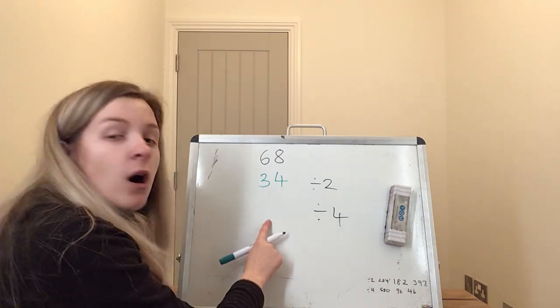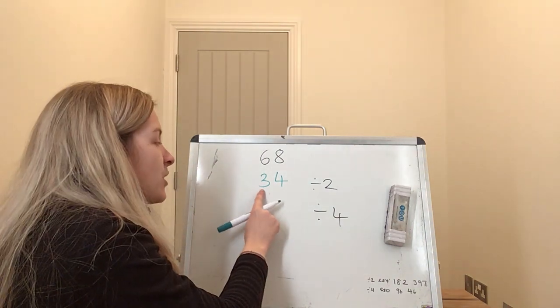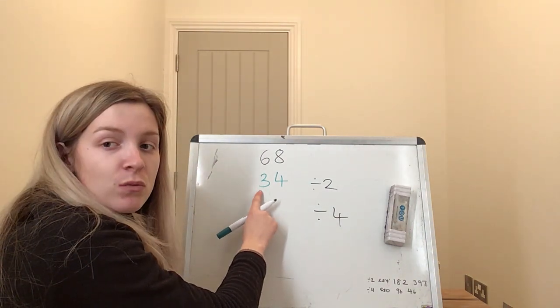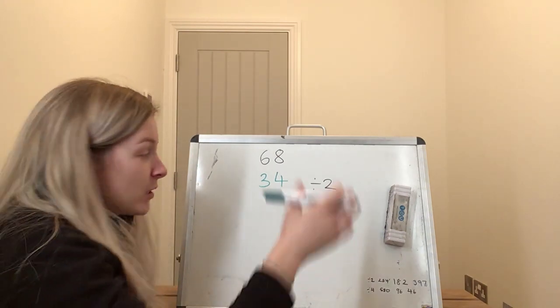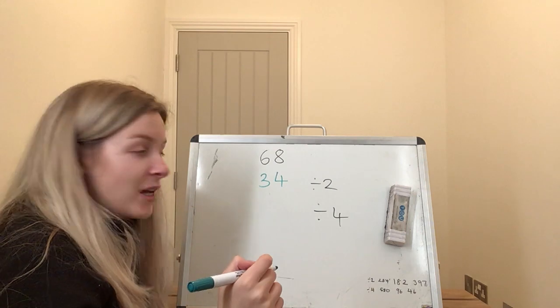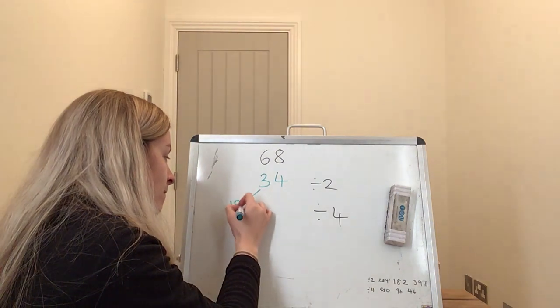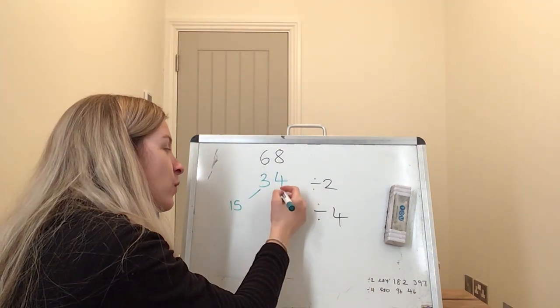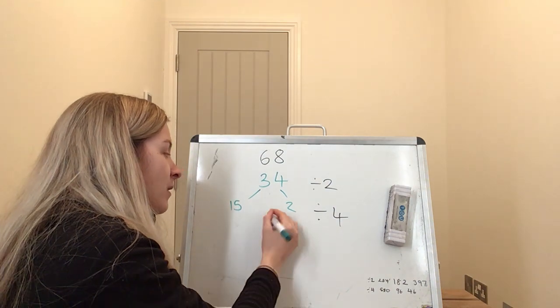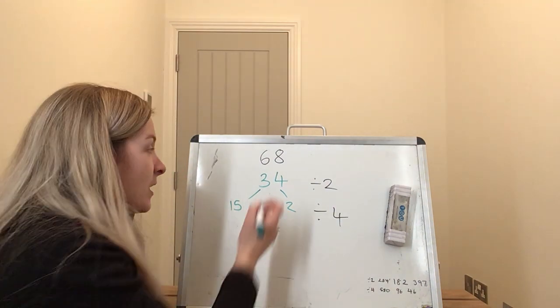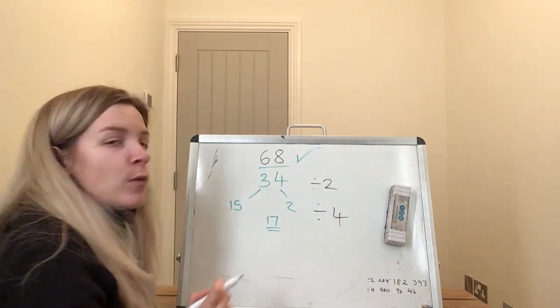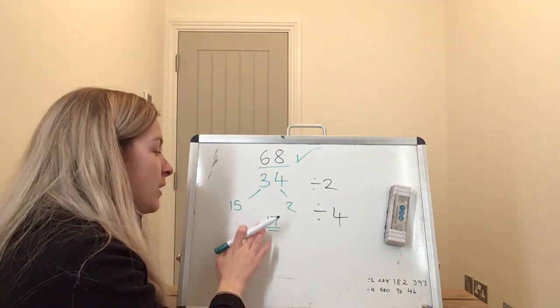Now, to half it again, we have to think about this digit here. 3 represents 3 tens, which is 30. 30 divided by 2, or halving it, is 15. And then half of 4 is 2. Add them together, 17. Okay, this number is divisible by 4 because you can half it and half it again.